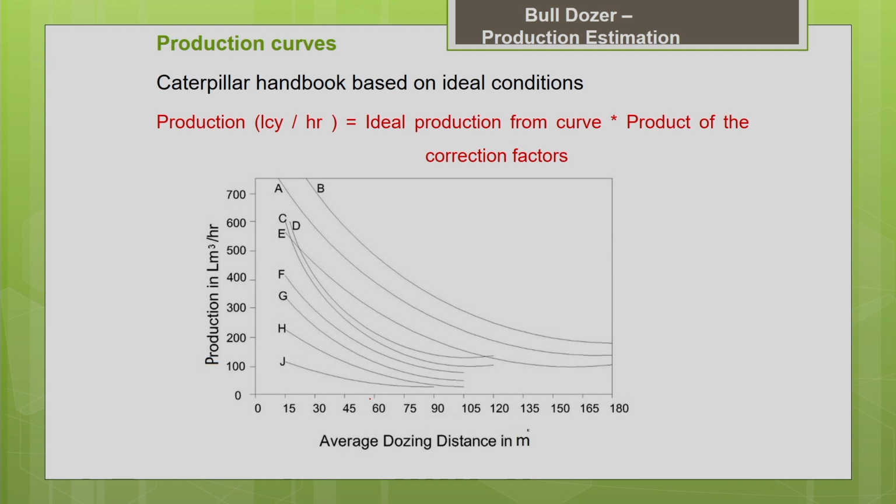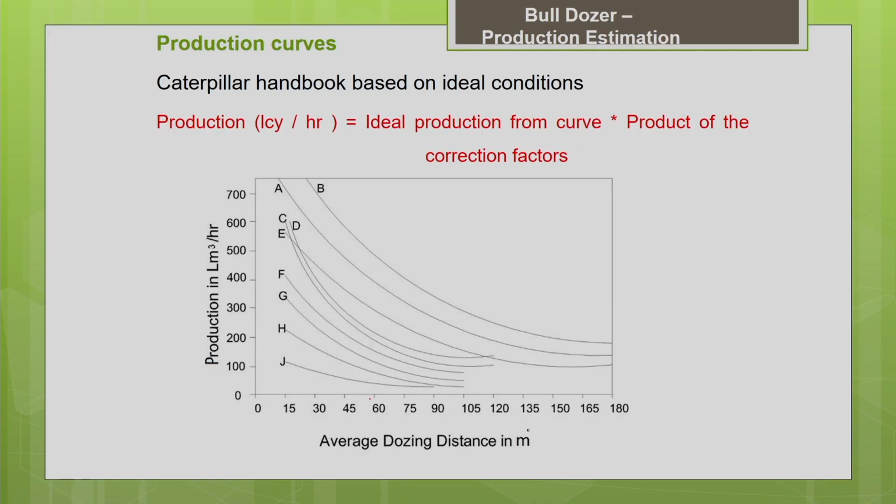Corresponding to the dozing distance, if you know the model, you can calculate the productivity. These curves are just sample curves. The actual curves you are supposed to get from the equipment handbook. I am just showing some trend of the variation of productivity with the dozing distance, an approximate representation. The actual values you can get from the equipment handbook. Corresponding to 60 meter dozing distance, you take the productivity for the actual model, and you will get it in loose meter cube per hour.